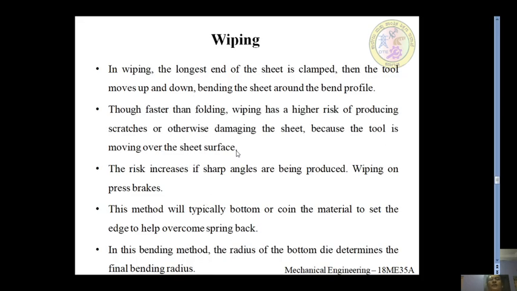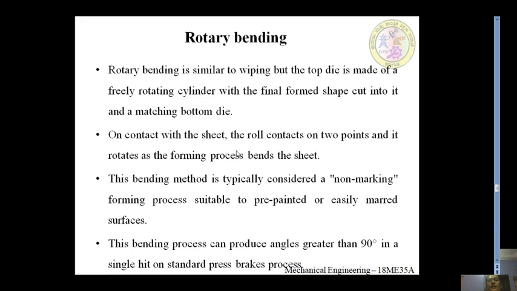So in wiping, the longest end of the sheet is clamped, then the tool moves up and down, bending the sheet around the bend profile. Though faster than folding, wiping has a higher risk of producing scratches or otherwise damaging the sheet because the tool is moving over the sheet surface. The risk increases if sharp angles are being produced. Wiping on press brakes typically bottoms or coins the material to set the edge to help overcome the spring back. In this bending method, the radius of the bottom die determines the final bending radius.